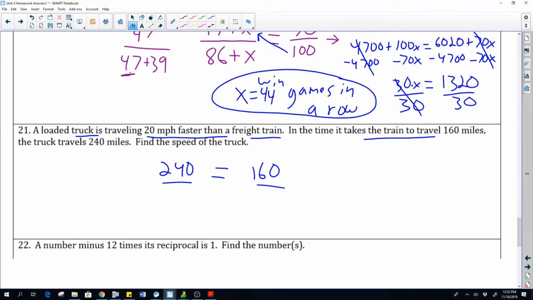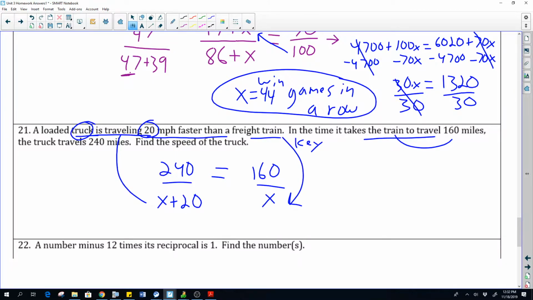Okay, so then it tells us the truck is traveling 20 more miles faster than the freight train, but we don't know what the freight train is. We just know it's gone 160 miles. So that's where the key is, right? So here's the key, is to come up with this part. The key is just call the train x, and then call the truck 20 miles more than x. And then that's an excellent setup.